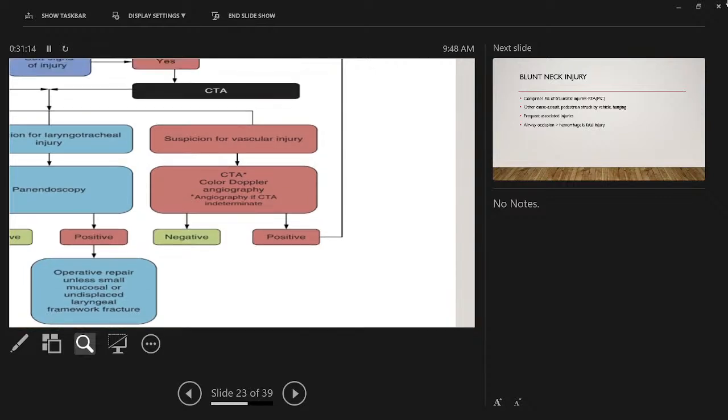For vascular injuries, first diagnose where the vascular injury is leaking from. So CT angiography, MR angiography, and color Doppler can be done. And if this is positive, then immediately take the patient for surgical repair.